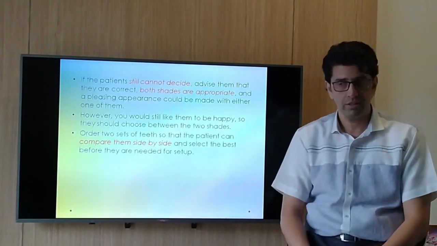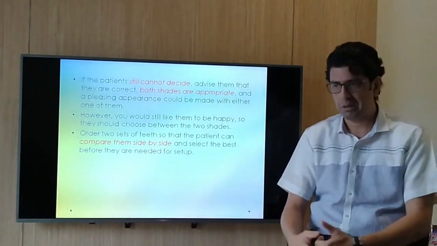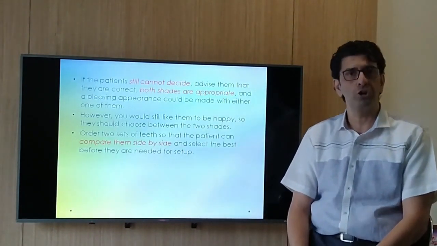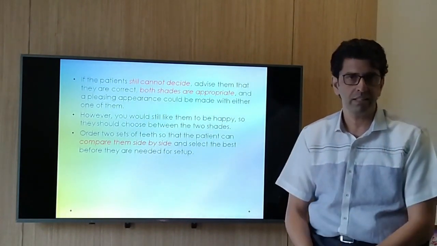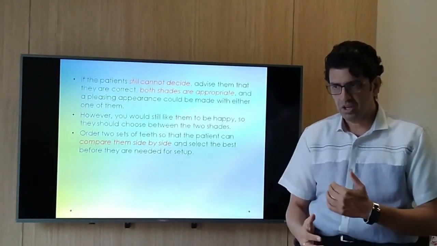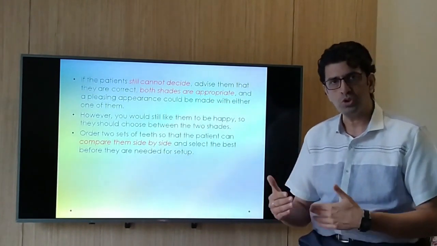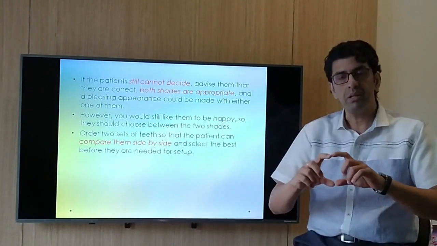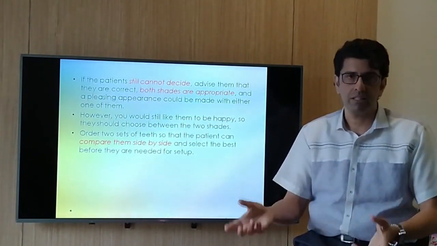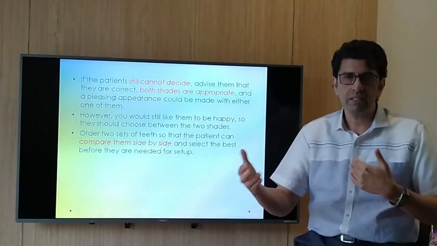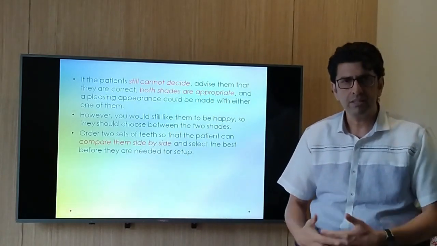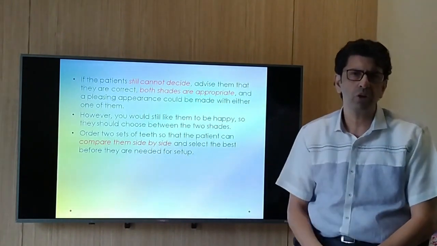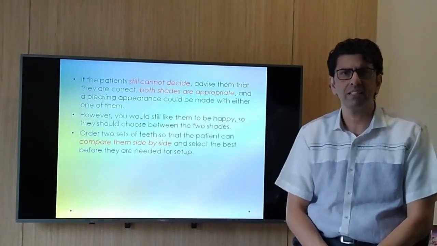If the patient still cannot decide, you can always ask someone else to help, but you can also tell them that both the shades that they selected are good and can give very pleasing dentures. Now, what we really want them to do is to select between the two. To help with that, you can bring in the entire set of anterior teeth, not just a single tooth. The entire set in these two shades, and when they see the entire set, they're probably in a better place to select. So that's the way you can go about helping the patient select anterior teeth.